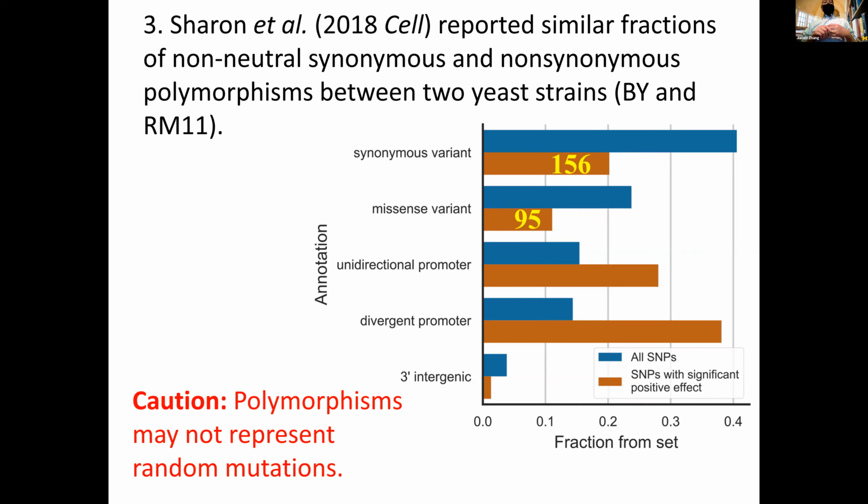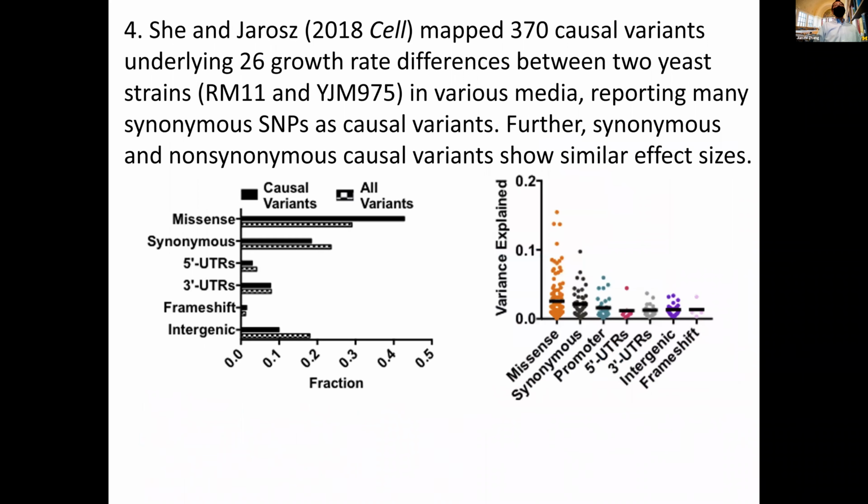The caveat here is that polymorphisms may not represent all random mutations. They have been through selection, right? So deleterious mutations have been removed already. But at least it shows a lot of synonymous polymorphisms are having fitness effect.